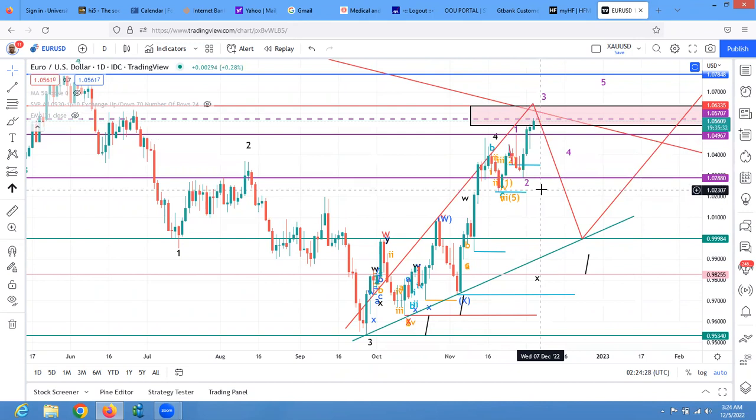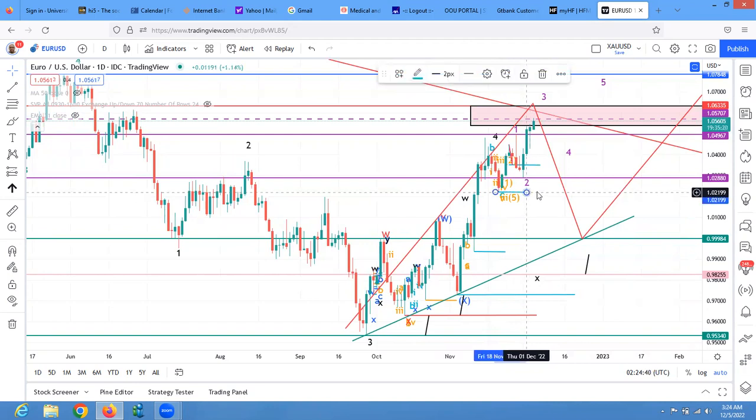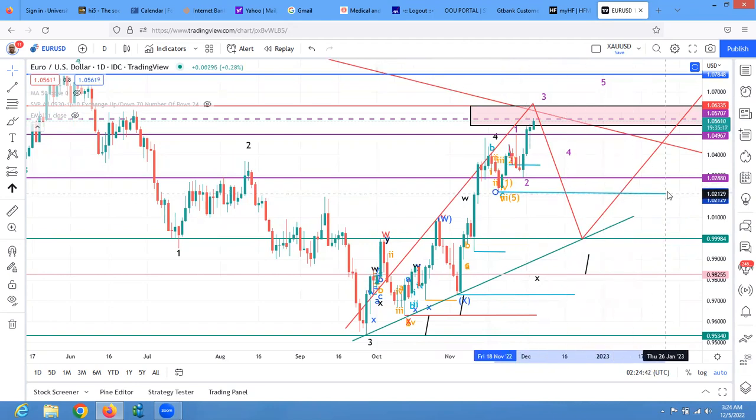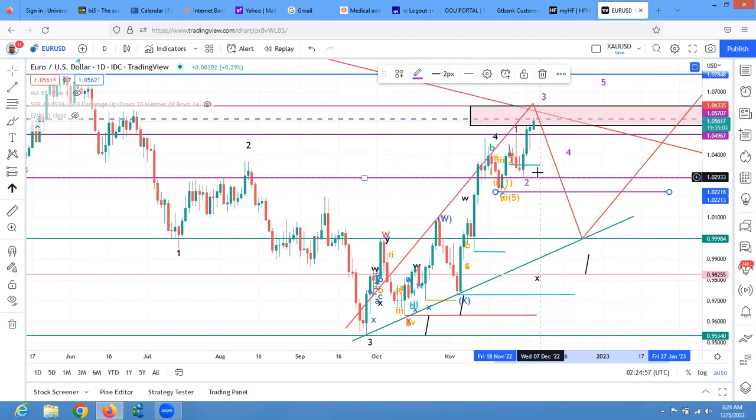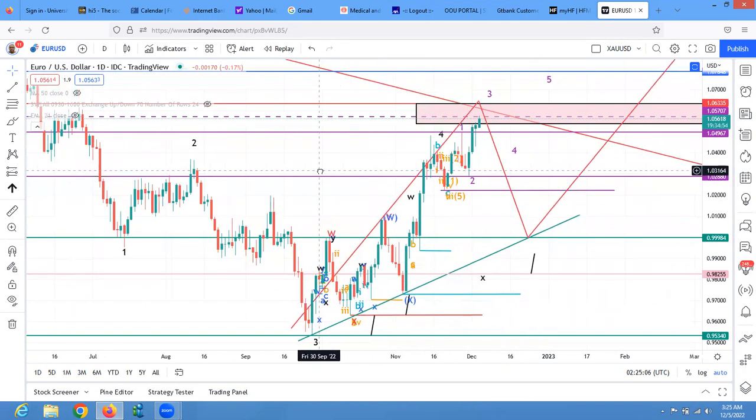Because it's a 1 and a 2 and a 3, we can look at this base on the daily to have an idea of where that price may eventually get to. Purple, to have an idea of at least a 161.8, where this may want to terminate.